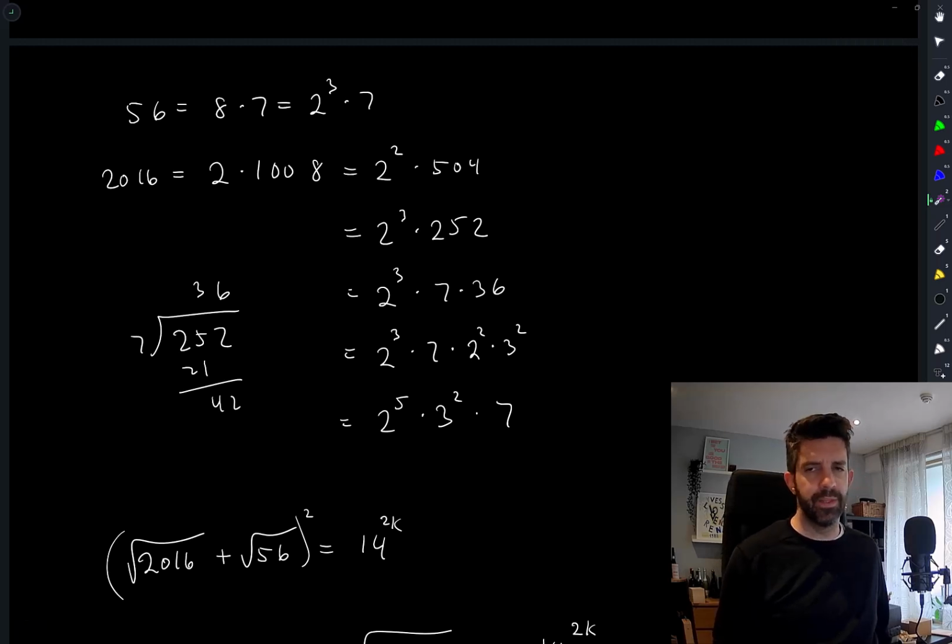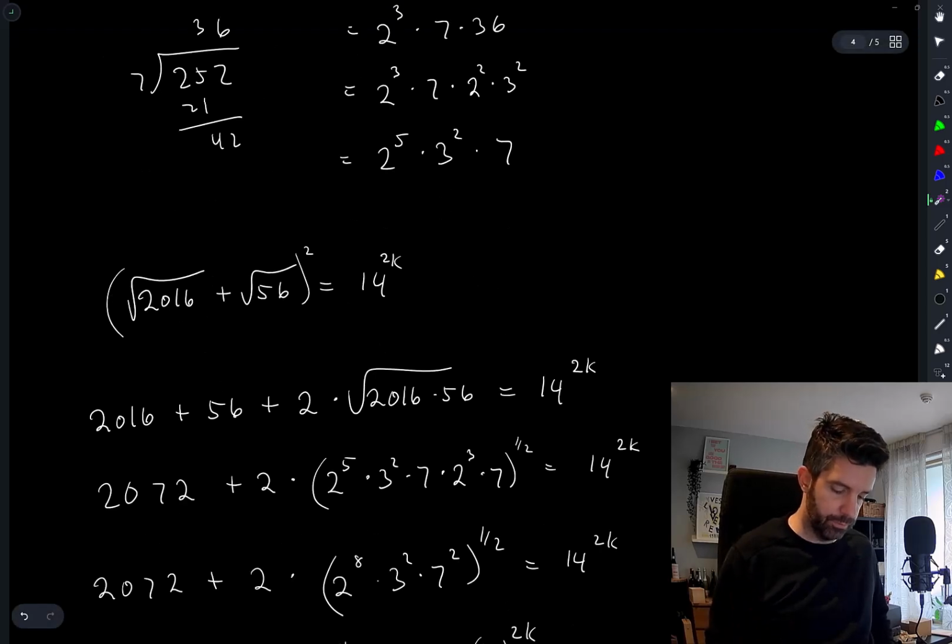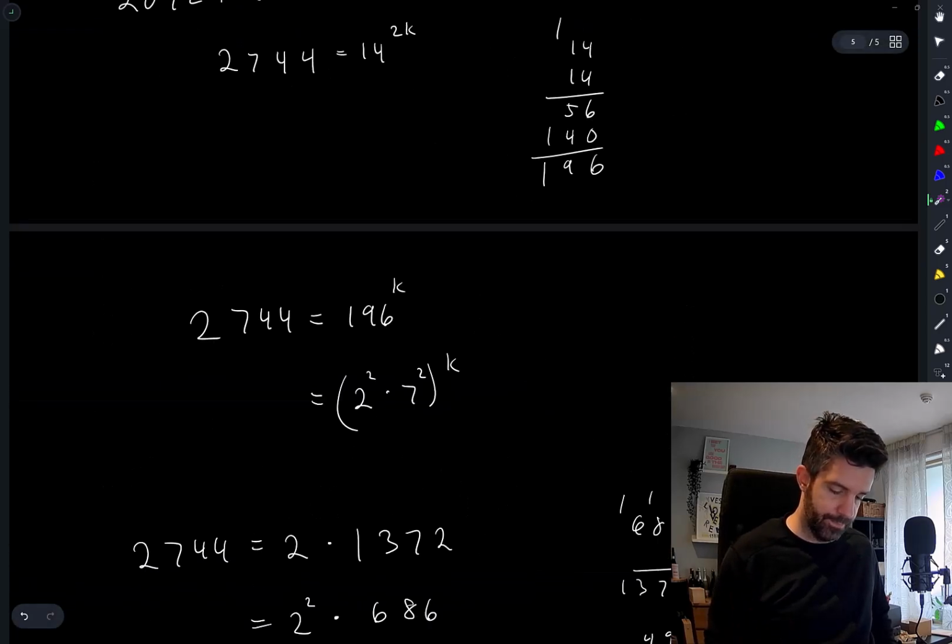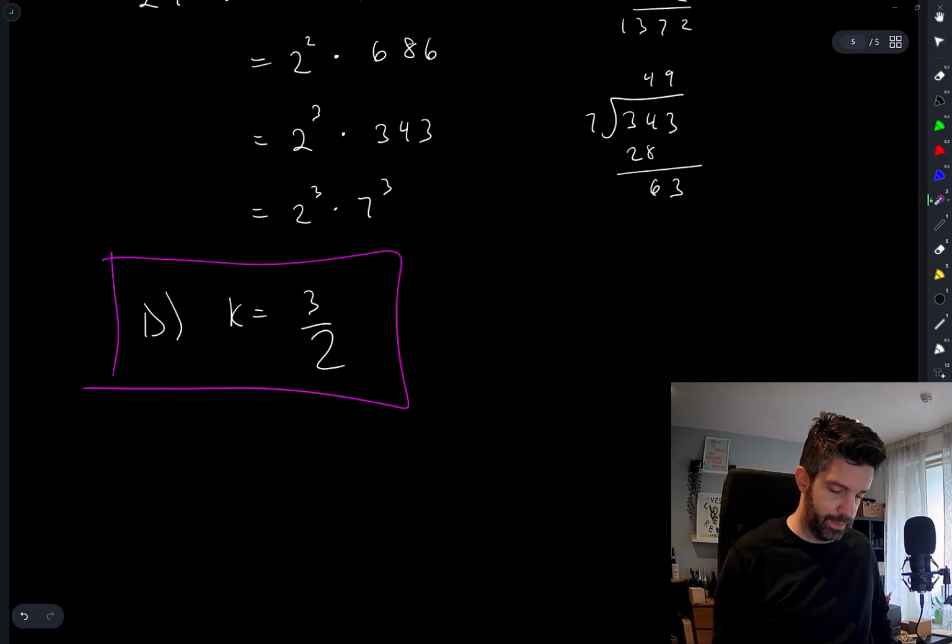Nice little problem. It's always a little bit surprising to see when you add two irrational square roots together that they can be a nice power of an integer. But yeah, so it goes. So there's your answer. k is equal to 3 over 2.